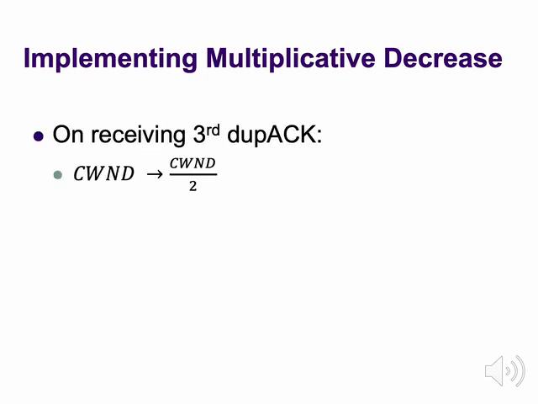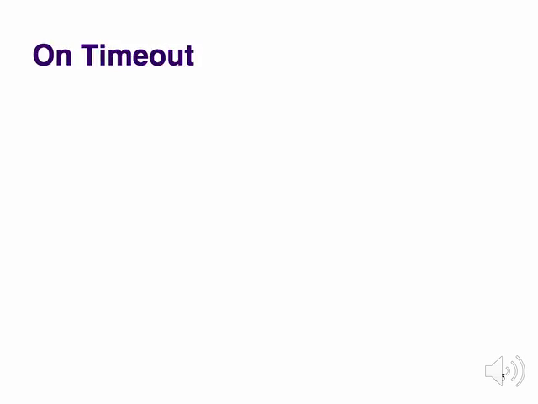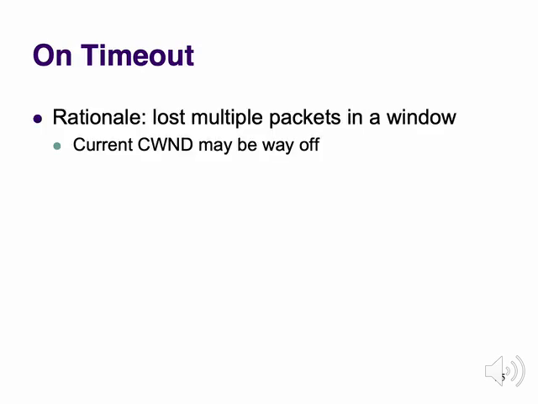Okay, so how does TCP implement multiplicative decrease? This is very straightforward. When you receive your third DUPACK, we simply cut the congestion window by 2. And then lastly, when we have a timeout, how does TCP react? The rationale here, again, as I alluded to earlier, is when do you get a timeout? You get a timeout when you've lost multiple packets in a window. And this tells the sender that the current congestion window might be quite far off from where it needs to be.